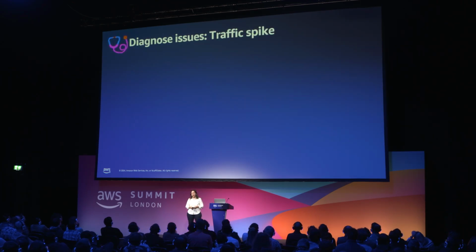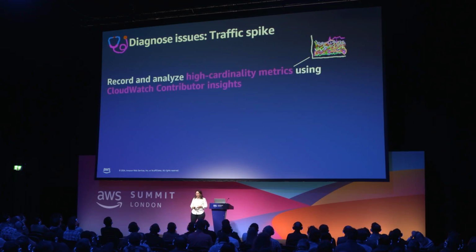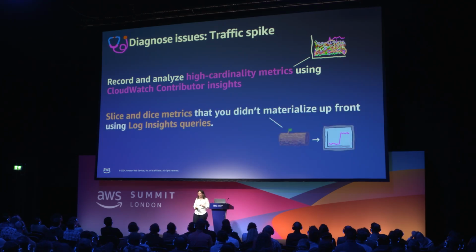So the key takeaway on how to identify a traffic spike: use CloudWatch Contributor Insights, which will give you the data from high cardinality and let you focus just on the requests that really matter, right? And that will give you the information on exactly what's causing the spike. And lastly, use Logs Insights queries to split and analyze these metrics, which will give you more indication to find the cause.